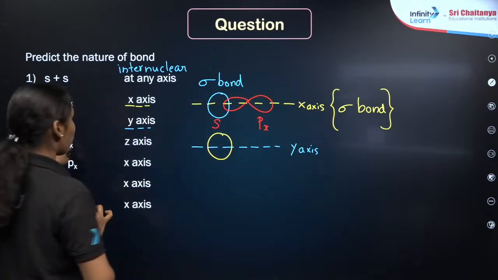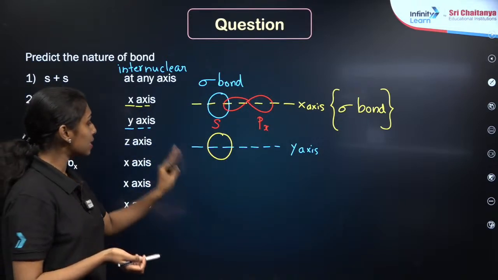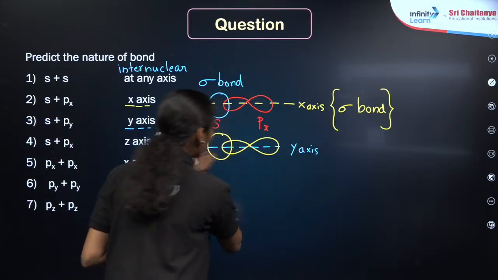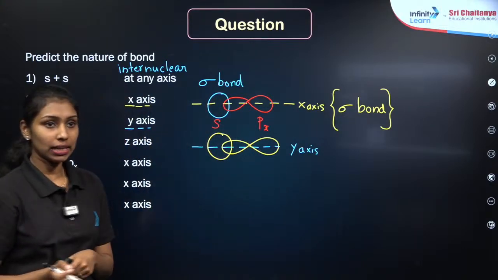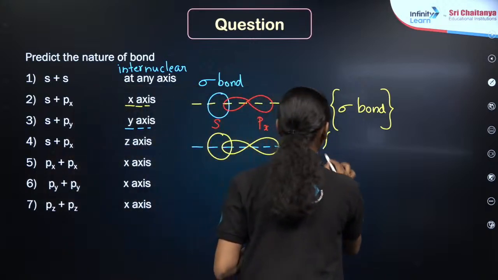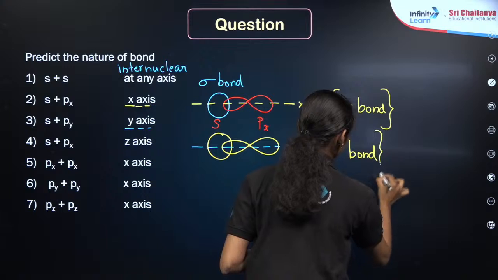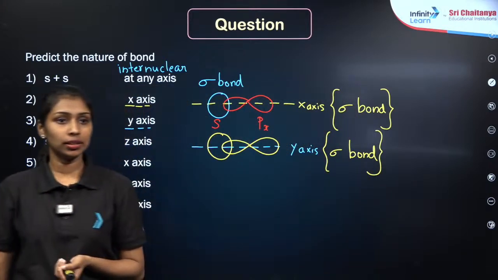Then, what about the py orbital? Py orbital means the p orbital which is lying along the y-axis. It is in the same side, right? So, it will again undergo head-on overlapping to form sigma bond. Clear?